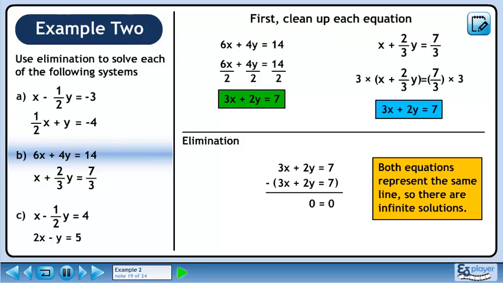When we try to subtract, we encounter a problem. Everything vanishes. This occurs because the two equations represent exactly the same line. There are infinite solutions to this system.